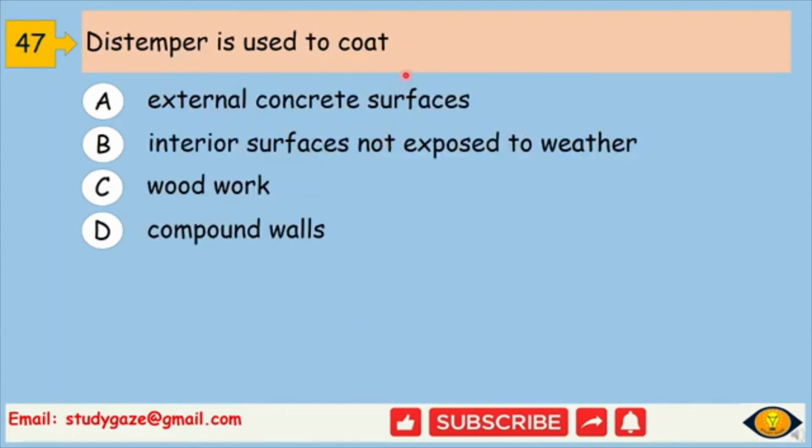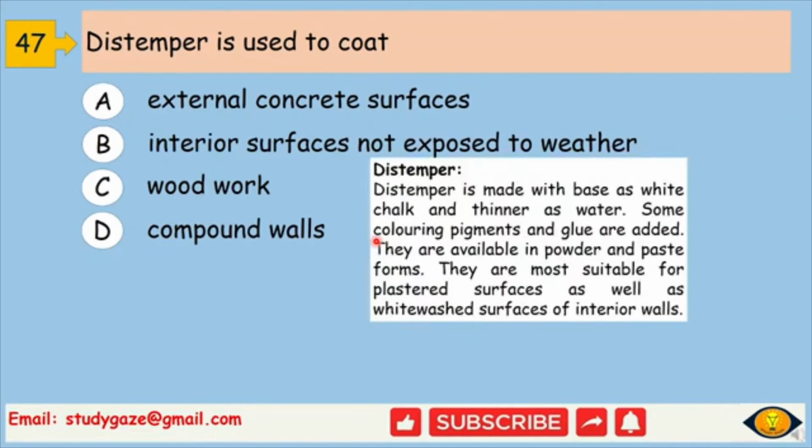47. Distemper is used to coat external concrete surfaces, interior surfaces not exposed to weather, woodwork, compound wall. Answer will be B. Interior surface not exposed to weather. Distemper is made with base as white chalk and thinner as water. Coloring pigments and glues are also added, and they are most suitable for plaster surfaces and also used in whitewashing surfaces of interior walls.